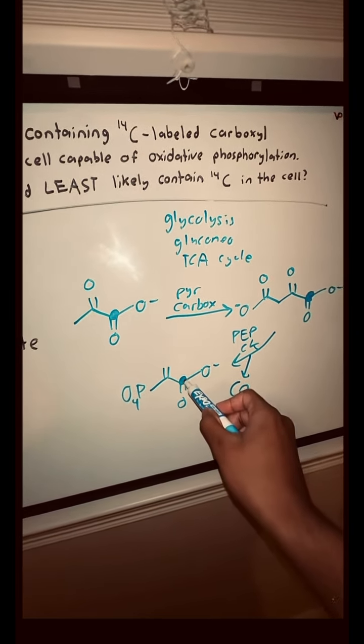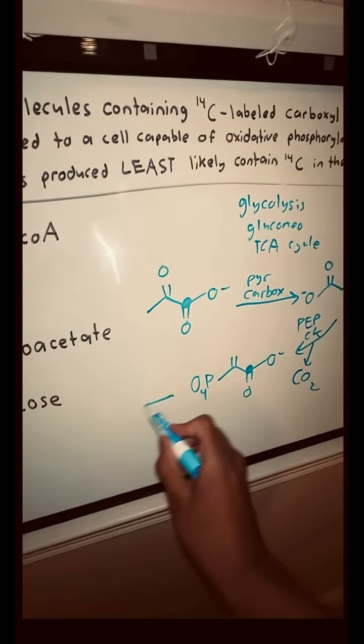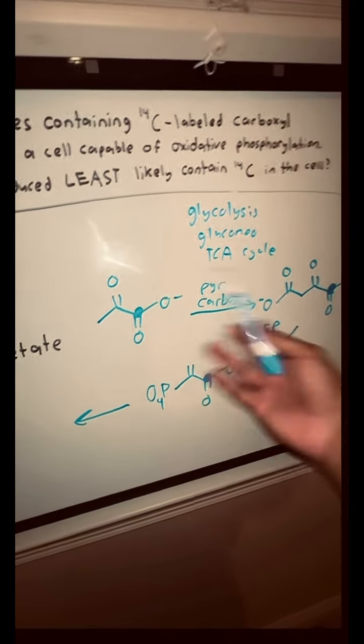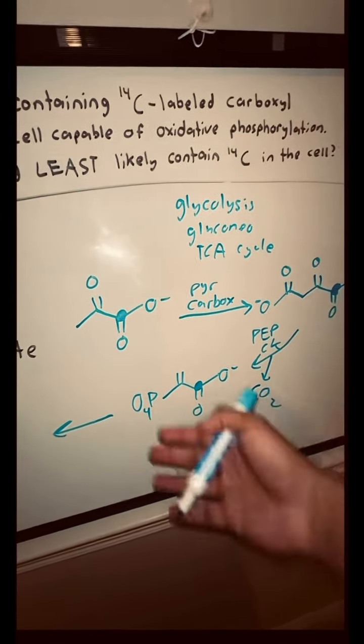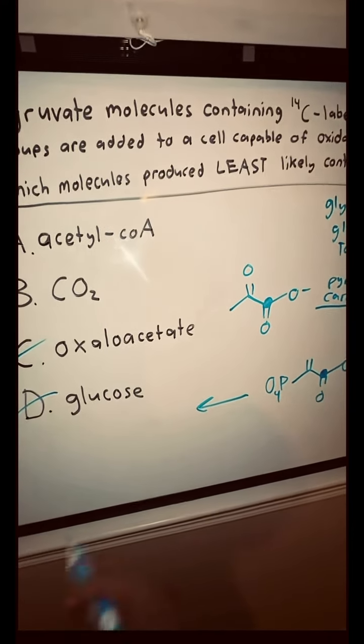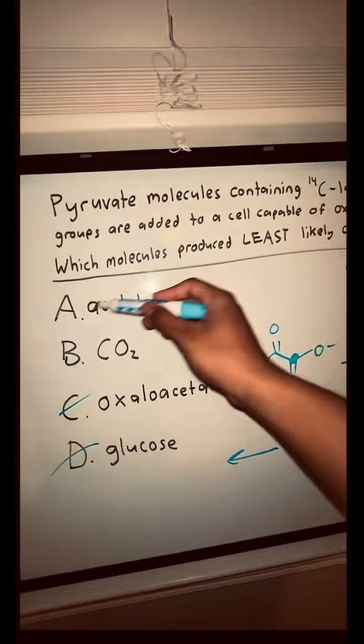But the idea is that this is still here, and in all the rest of the steps in gluconeogenesis, where we ultimately end up with the glucose, this carbon is still going to be there. It's just that it's going to be shifted around, and the carboxyl group will change to an aldehyde or whatever. But this is still going to remain. So glucose would most likely contain carbon-14 as well. So this is incorrect.